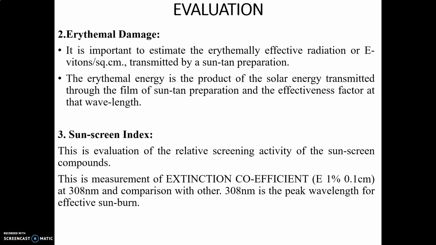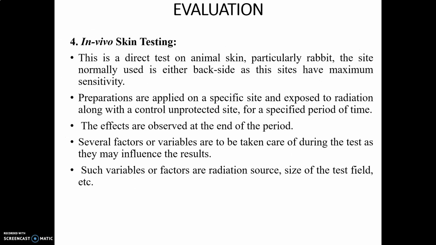Sunscreen index, again, is calculated. This is the evaluation of the relative screening activity of any sunscreen compound. So this is the measurement of the extinction coefficient, generally at 308 nanometer, and further it is compared with some other standard. Here they have used 308 nanometer mainly. Why? Because it is the peak wavelength for effective sunburn. Therefore it is checked at 308 nanometer only. You can also perform some in vivo skin testing, generally the skin irritancy test.